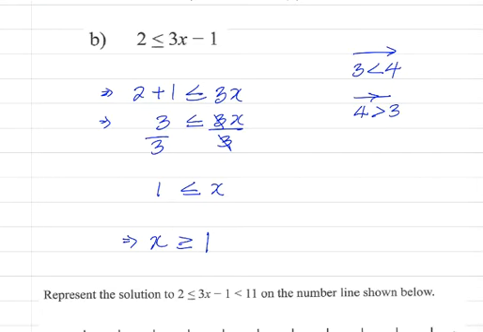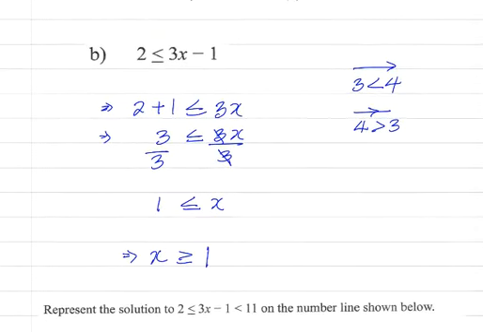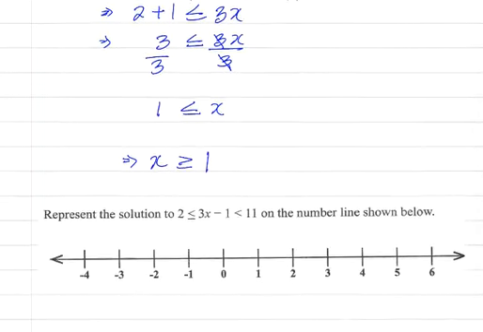So if 1 is less than x, x is greater than 1. So x is greater than or equal to 1 is the solution. You can erase this. I hope this made some sense to you. If you turn around an inequality so that you can get the x over on the left hand side, you must change that sign.